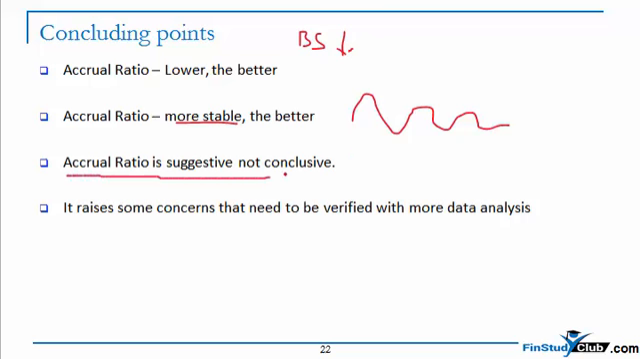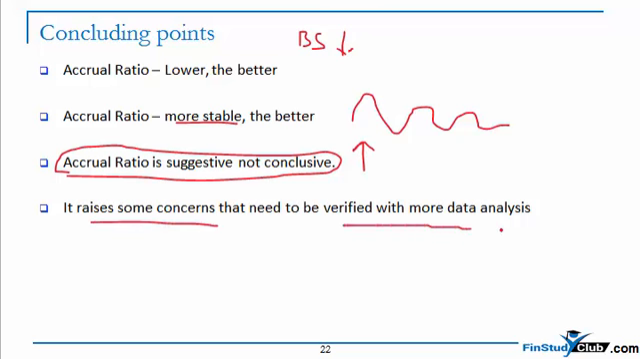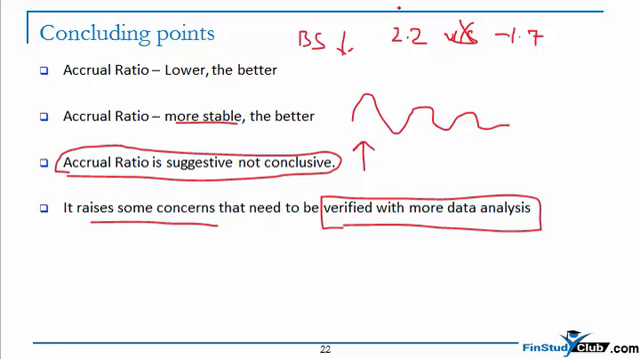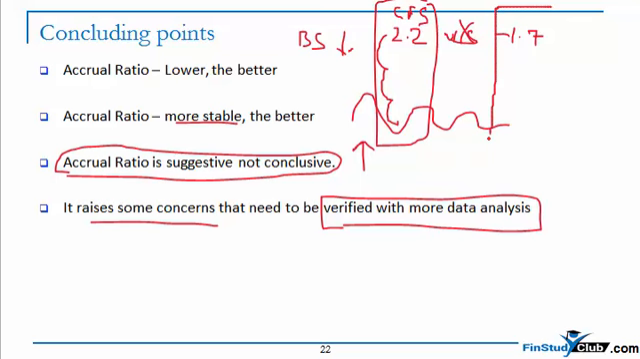Accrual ratio is suggestive, not conclusive. Again, the same genesis as I've been keeping all throughout in this particular study session. If it is pretty high, then it raises some concerns that you have to analyze and verify with a little more data analysis. So what you have to understand is that your 2.2 is not comparable with 1.7 negative. This 2.2 is on a cash flow basis. You have to calculate a time series analysis on the basis of this cash flow data itself. You have to calculate an independent time series analysis based on the balance sheet approach.